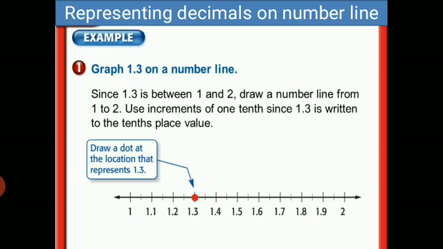So here we have put 1 and 2 at the start and end of the number line. Now since 1.3 is between 1 and 2, draw a number line from 1 to 2. Use increments of 1 tenth, since 1.3 is written to the tenths place value. Draw a dot at the location that represents 1.3.